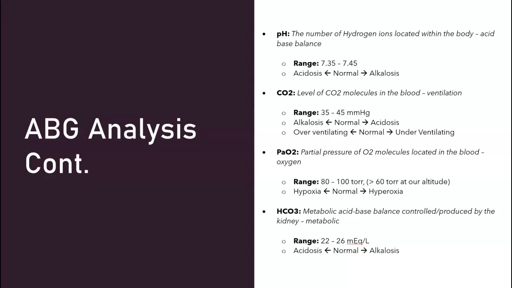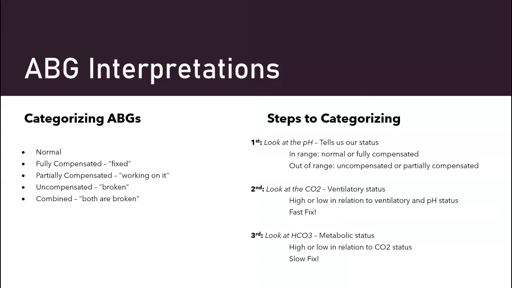Because the higher the bicarb, the more alkalotic a patient will be. The lower the bicarb, the more acidotic a patient will be. And that'll make more sense on our next slide, so that's what I'm going to move to. Okay. That goes with categorizing and interpreting our ABG.